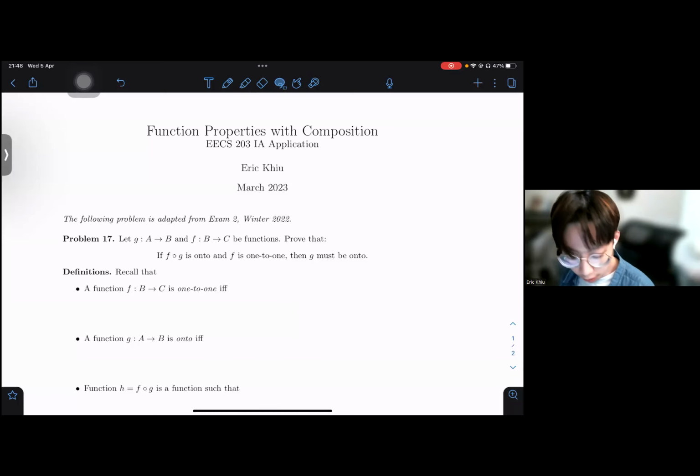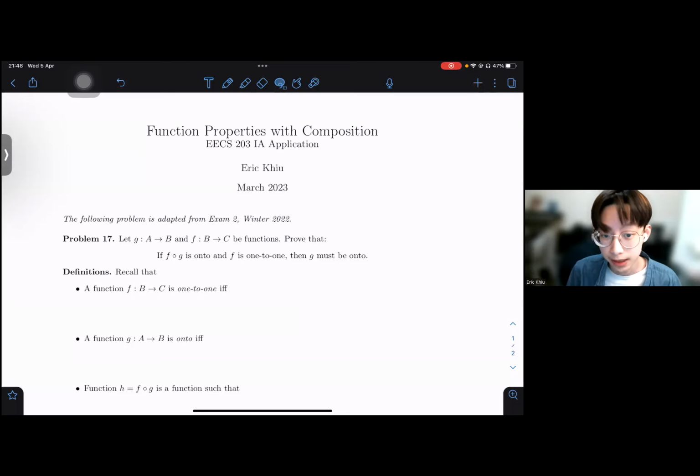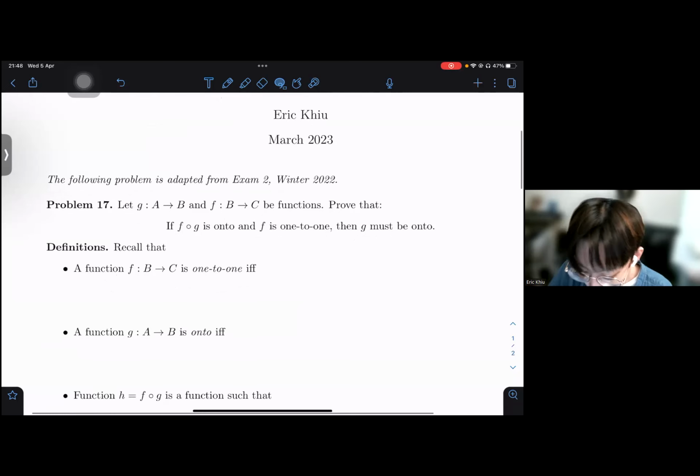Hi everyone, this is a video on function properties and function composition for my X203 IA application. I got this problem from one of the exams, where we have two functions, f and g. We know that f composite g is onto. We know that f is 1 to 1. We want to prove that g is onto.